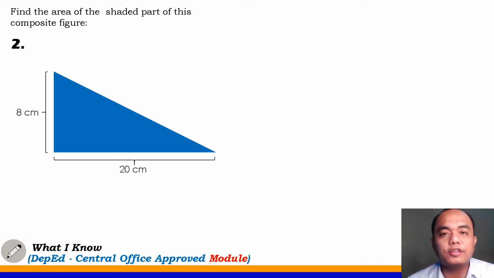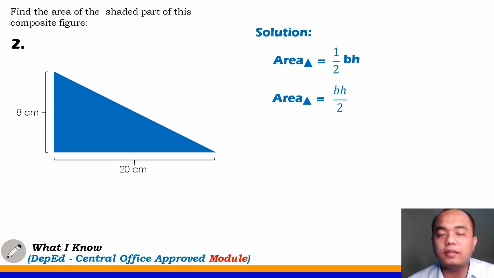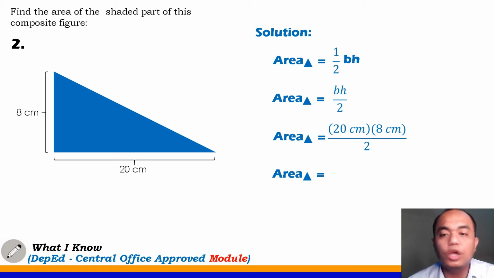Okay, let's have first the area of our triangle here. And we will use the formula 1/2 times base times height, or simply we can have base times height divided by 2. And then we'll have to substitute base 20 centimeter and substitute the height as 8 centimeter divided by 2. 20 times 8 centimeter, how much? Yes, that's 160 square centimeter divided by 2, and that is 80 square centimeter.